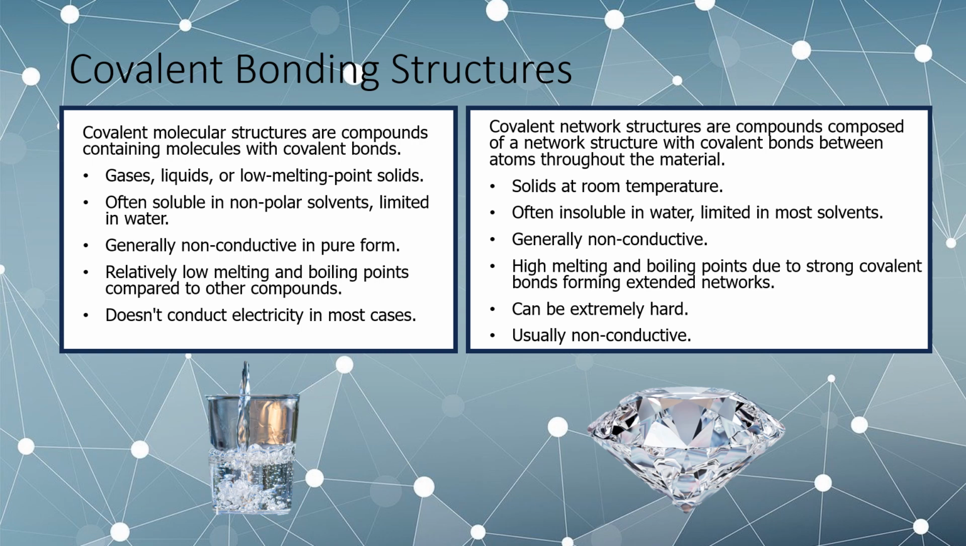For covalent molecular structures, they're often gases or liquids due to their relatively low melting and boiling points, whereas covalent network structures have incredibly high melting and boiling points due to their strong covalent bonds in those extensive networks, so they're usually solid and can be extremely hard. Neither of the covalent structures are very good conductors of electricity, and most of the time, they are insoluble in a lot of different liquids.